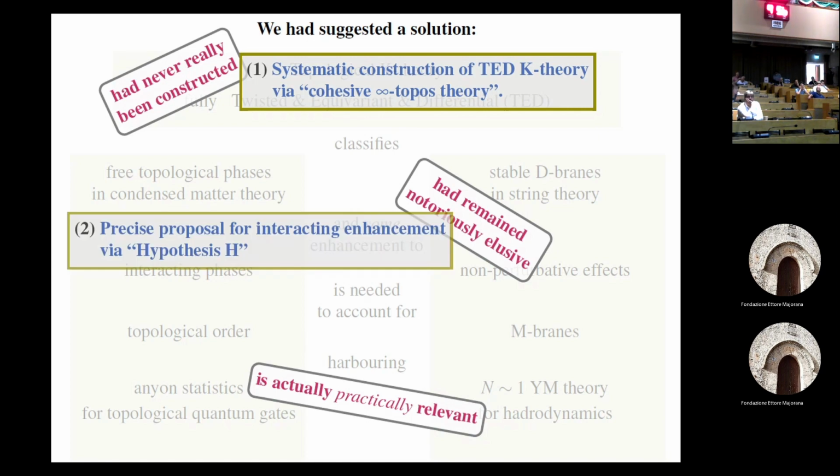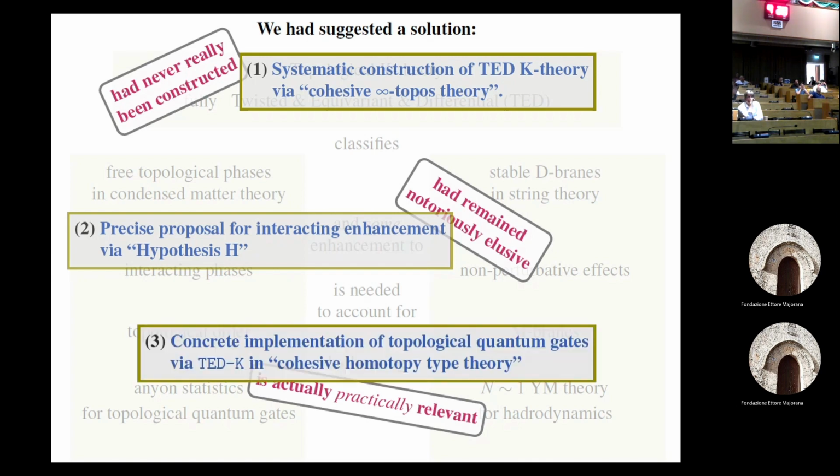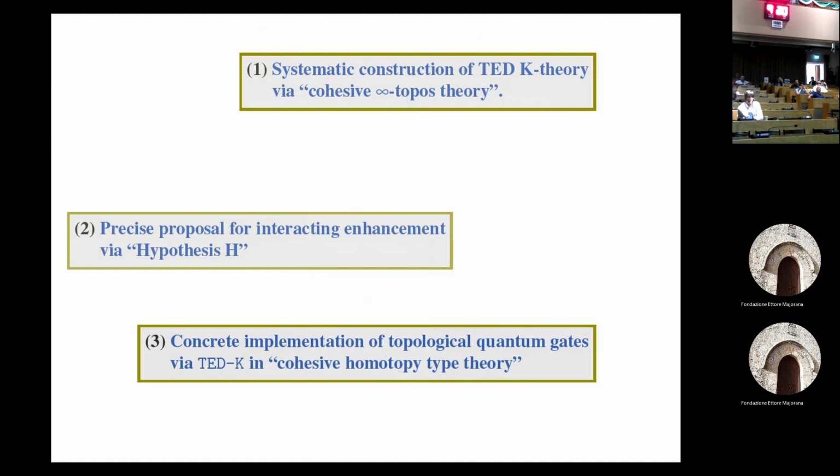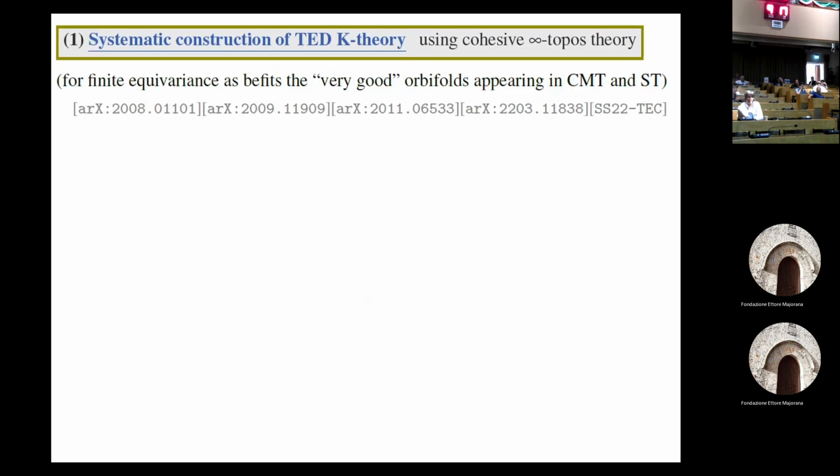More in need of creativity is this proposal here for what it is that actually brings in these non-perturbative effects. And this is where these configuration spaces and multi-points come in. So this is something that goes back to an idea that Hisham had many years back. And in honor of this, it's now called Hypothesis H, for Hisham or homotopy. And then combining this leads to this concrete implementation of topological quantum gates in twisted equivariant differential K-theory that I tried to indicate. So that's the way we arrived.